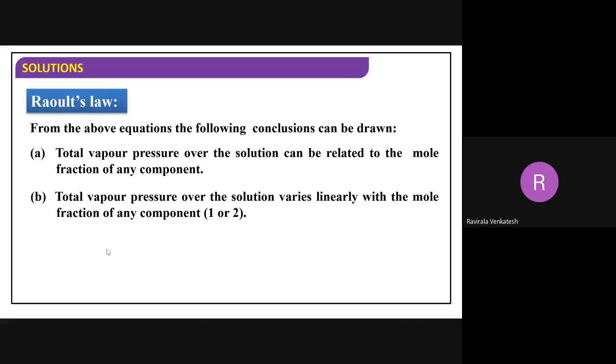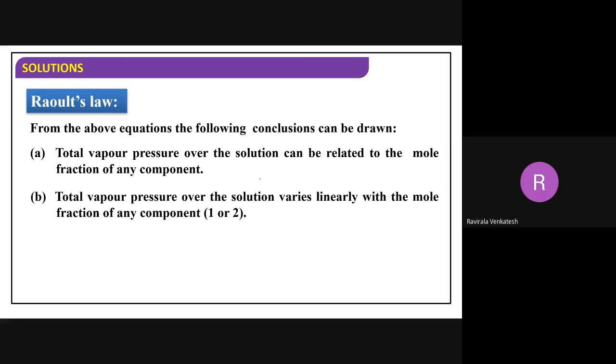Now, from the above equations, the following conclusion we can draw. Total vapor pressure over the solution can be related to the mole fraction. There is a relation between the total vapor pressure of the solution and the mole fraction of the first component and the second component. So if I make a solution with benzene and water, there is a relation of total pressure with the mole fraction of benzene and the mole fraction of water. And the total vapor pressure over the solution varies linearly with the mole fraction of the component.